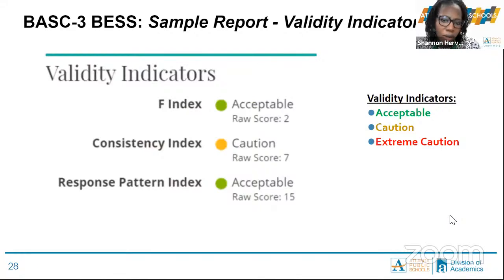The validity indicators provide an explanation of the extent to which this particular score report may be considered valid and that you can trust the outcome of what you see. Validity index indicators will show as green for acceptable, yellow for caution, or red for extreme caution. The F index will let you know how harsh or overly negative the rater was in their responses. The consistency index will let you know if there were different responses provided to questions that are similar. The response pattern index lets you know if a pattern was detected that may indicate that the rater selected answers randomly or in a pattern.